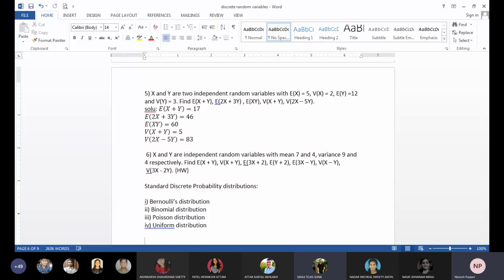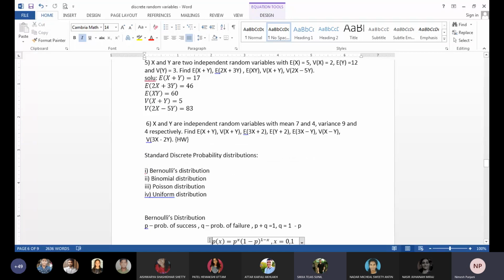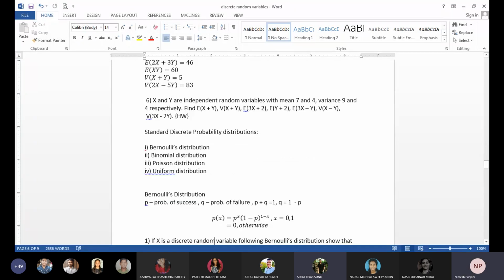We will be discussing 4 distributions. First is Bernoulli's distribution, then binomial distribution, Poisson's distribution, and uniform distribution. Bernoulli's distribution: we denote P as the probability of success and Q as the probability of failure. P plus Q is equal to 1.